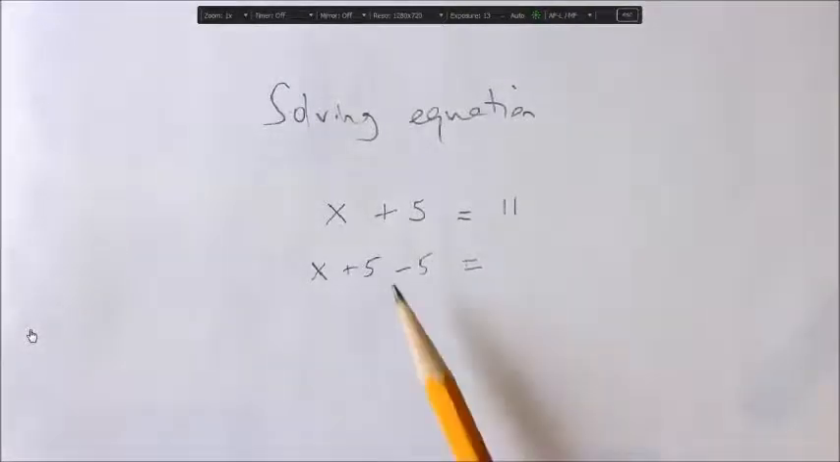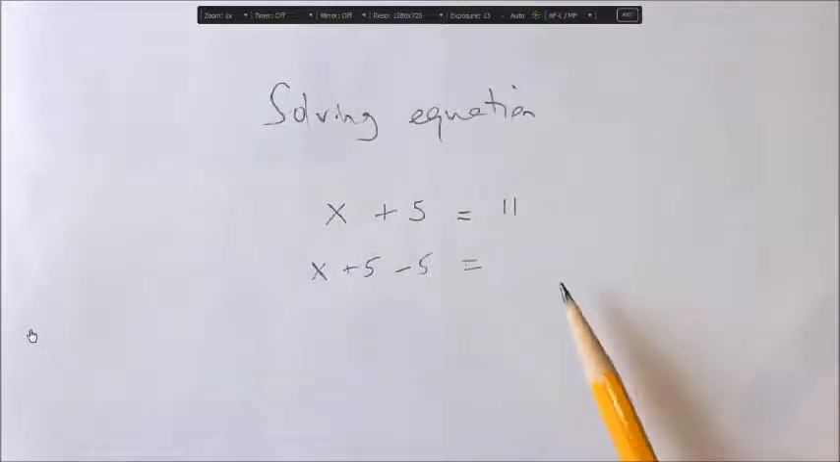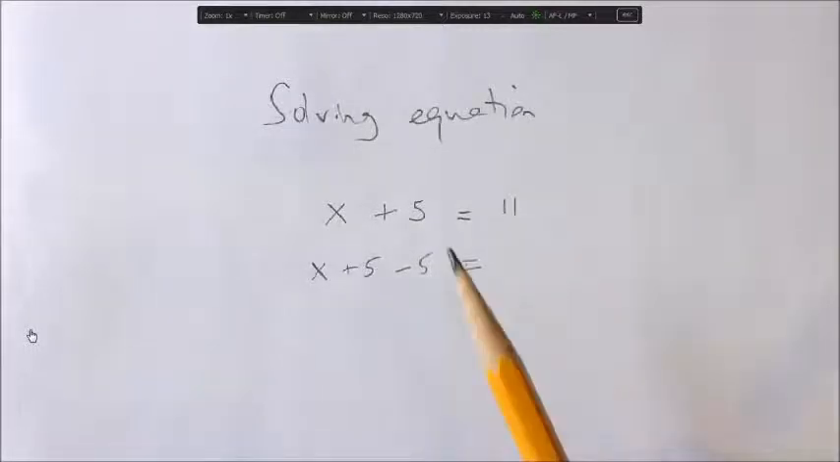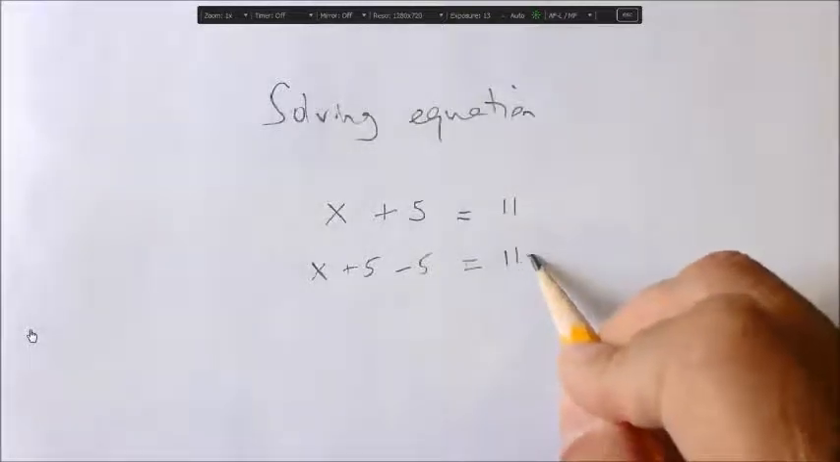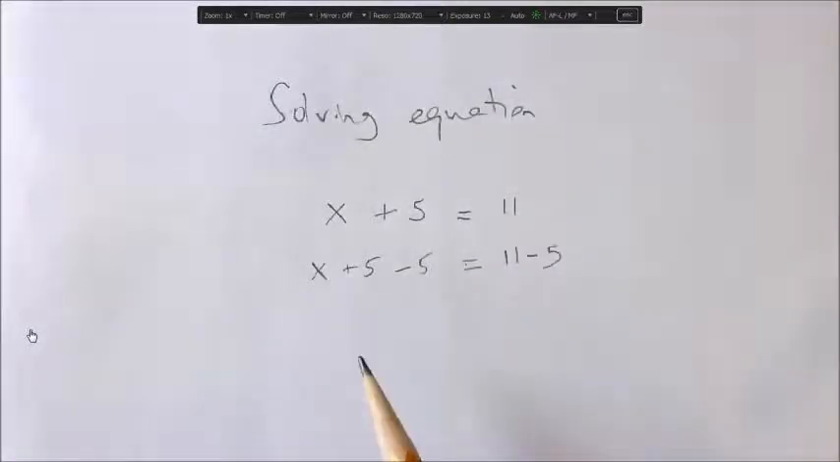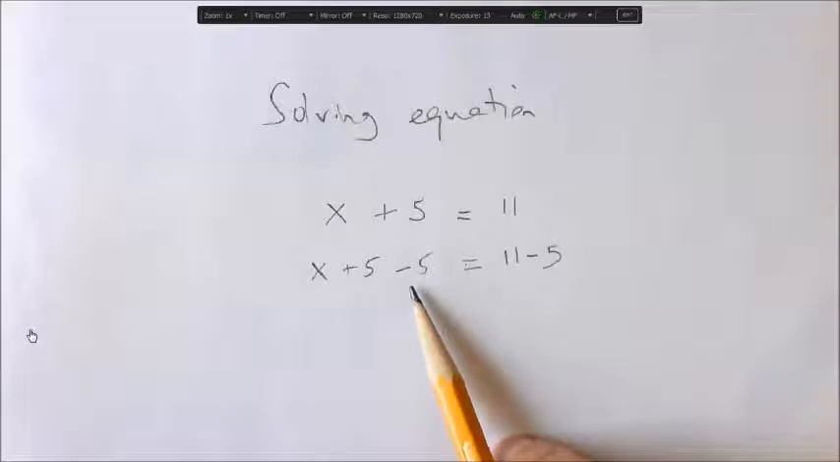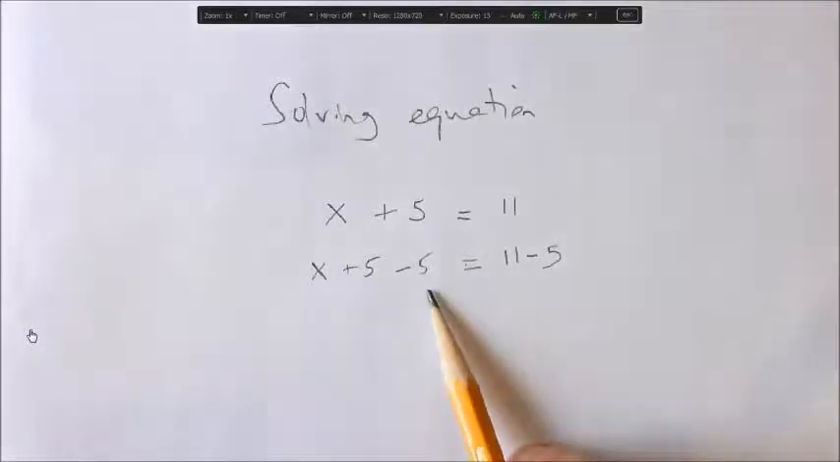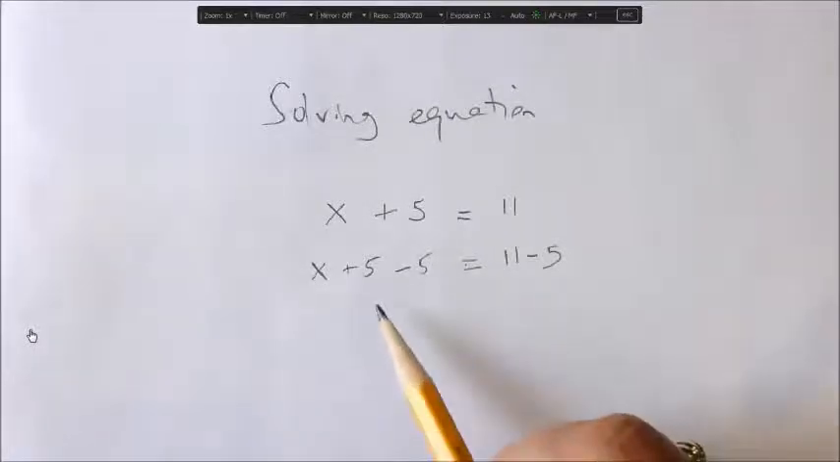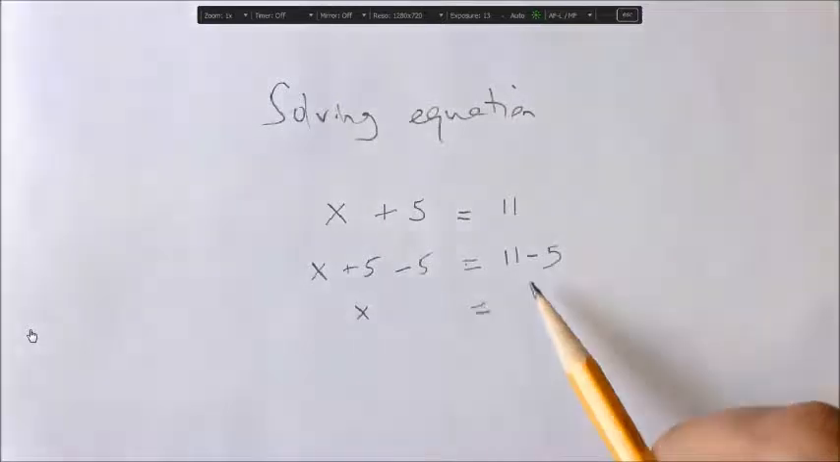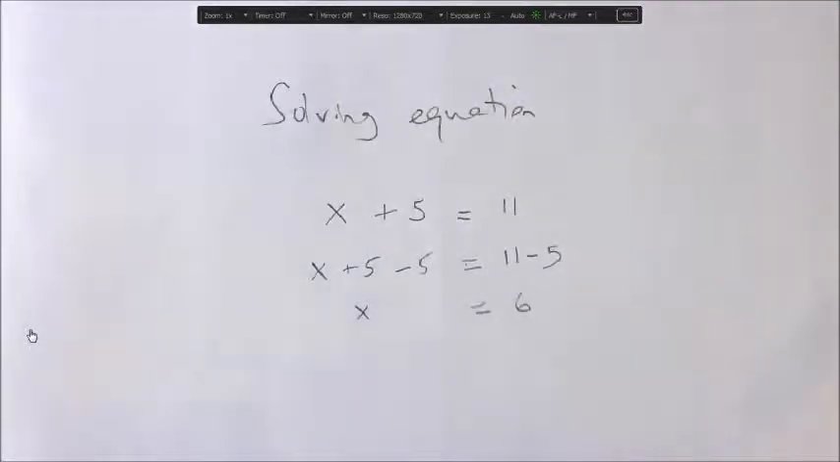Now, in order for the equation to be true, anything I do to the left side, I must also do to the right side. So if I subtract 5 on the left side, I have to also subtract 5 on the right side. We want this because adding 5 and subtracting 5, that's like nothing. That's like 0. That's like adding 0. Plus 5 minus 5 is like adding 0. Adding 0 is like doing nothing. So that leaves us with just the x by itself. And 11 minus 5 is 6. And that's the solution, x equals 6.